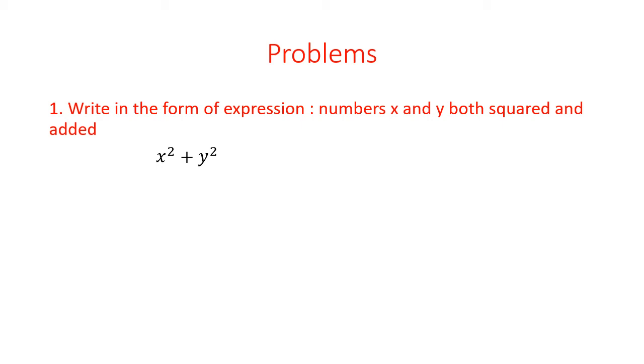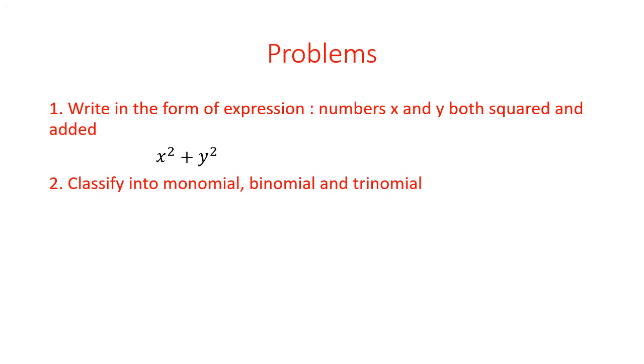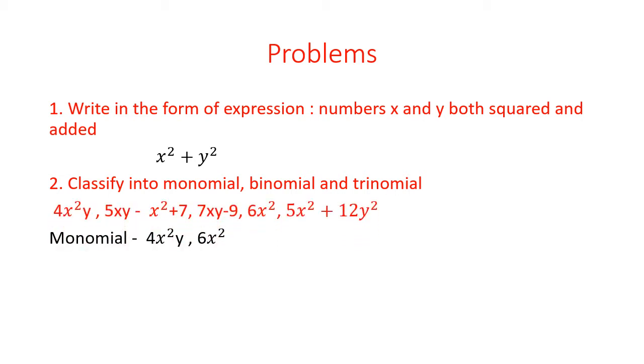The next problem: classify into monomial, binomial and trinomial. Some expressions were given, and we want to classify them. First, 4x square y, 5xy minus x square plus 7, 7xy minus 9, 6x square, 5x square plus 12y square. So five expressions were given. A monomial must have only one term, so it is 4x square y and 6x square.